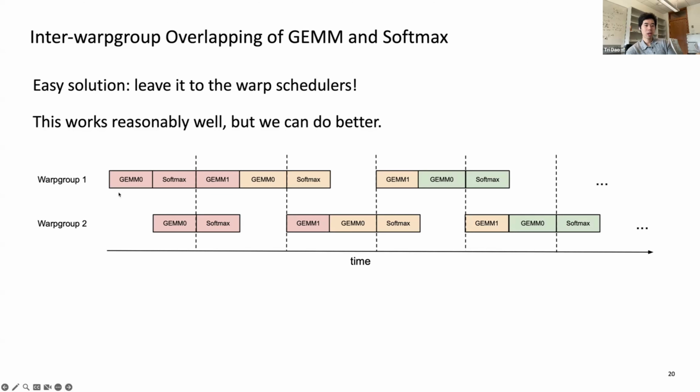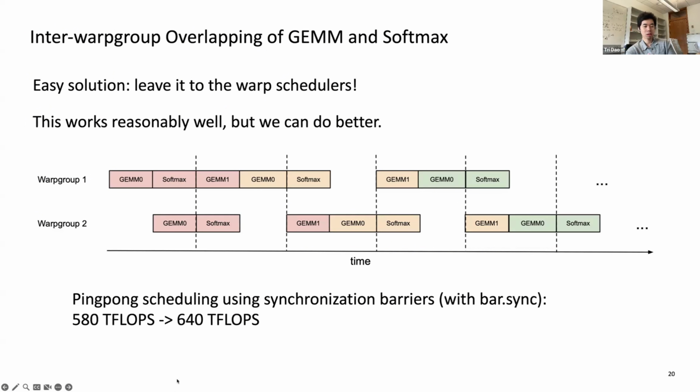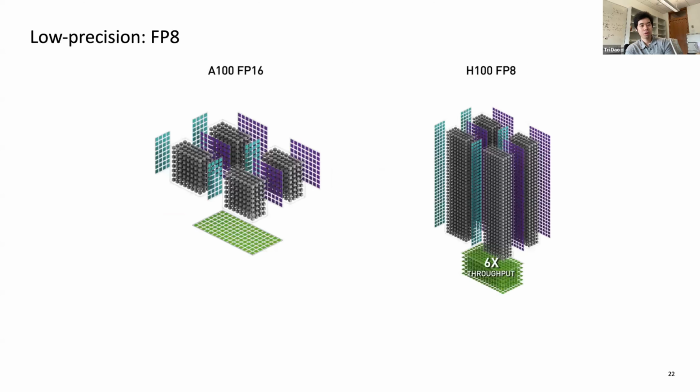Different colors correspond to different iterations of attention. So you could have warp group 1 doing softmax while warp group 2 is doing gem. And then when warp group 2 is done, warp group 1 would do the gem, which is probability times V, while warp group 2 is doing softmax, and so on. And you could put explicit synchronization points here to force them to line up this way. And this helps quite a bit. You can increase throughput from 580 teraflops to 640 teraflops, right? So that's great.